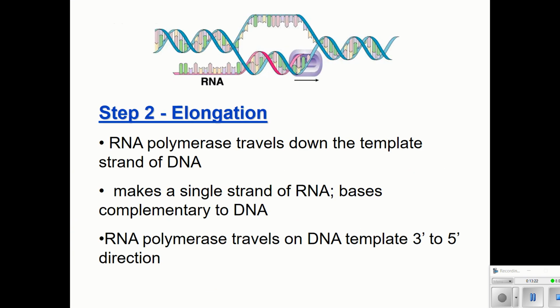Second step is going to be elongation. This one is not as interesting, but it's still necessary. In elongation, RNA polymerase will travel down the DNA. This traveling makes a single strand of RNA that's complementary to the DNA. And while RNA polymerase travels down the DNA template in the 3 to 5 direction, you make RNA in the 5 to 3 direction.